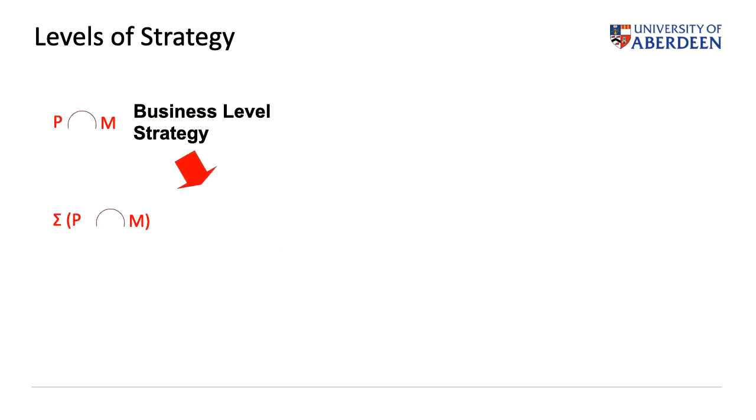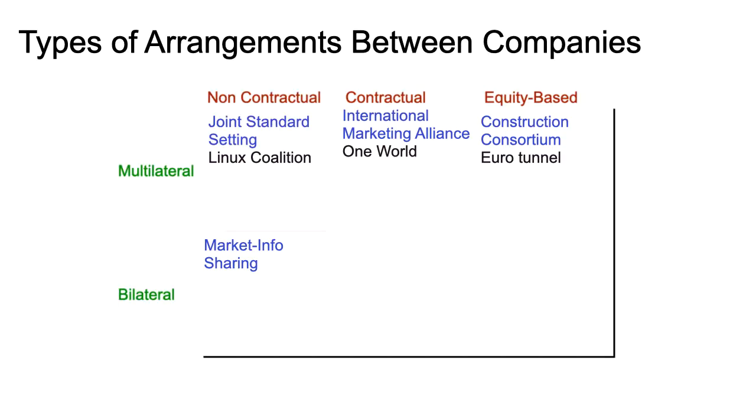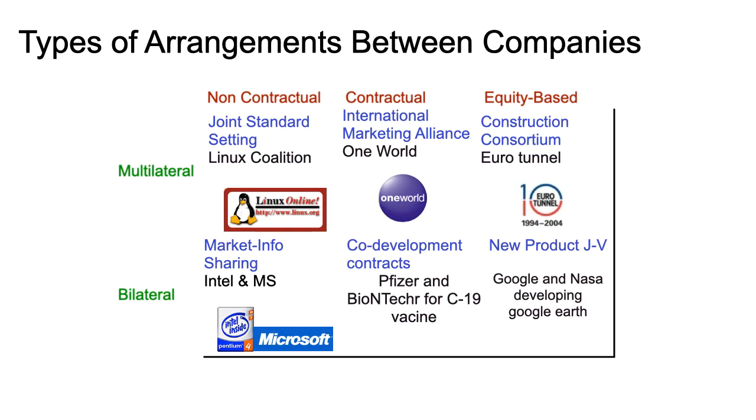Network level strategy happens when different corporations have relations between them, or there are relationships between the businesses within any of these corporations. In general, they are called inter-firm relationships. These inter-firm relationships will take the form of arrangements between companies or between organizations or between firms.